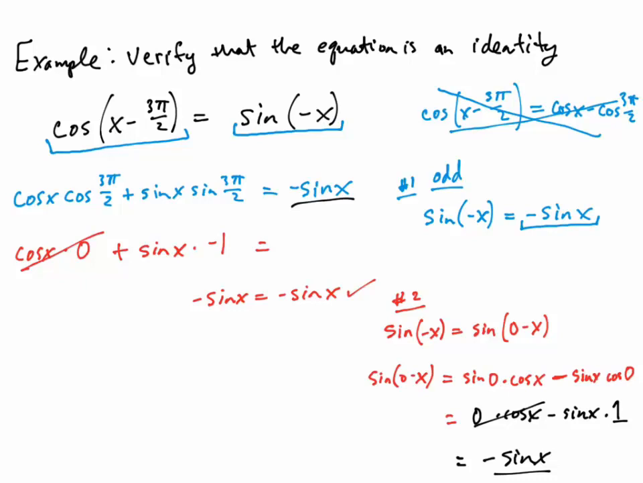So maybe a little bit longer and perhaps not as obvious to see. It's definitely quickest to just realize that sine of negative x can convert to negative sine x using the fact that sine is an odd function.